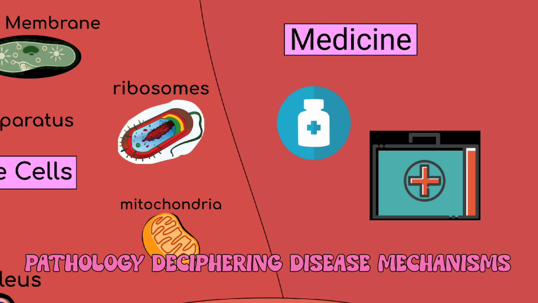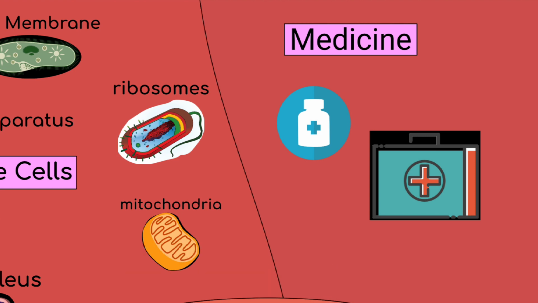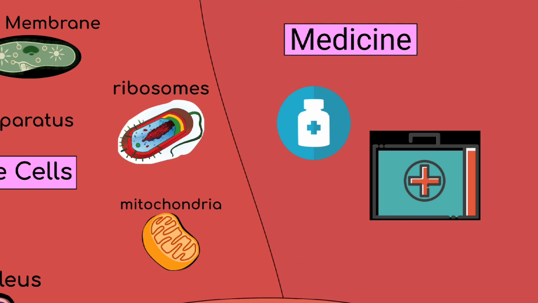Pathology, deciphering disease mechanisms. Pathology explores the nature, causes, and effects of diseases. It integrates with anatomy and physiology by elucidating how abnormalities in structures or functions lead to pathological conditions. This understanding is fundamental for accurate diagnosis, prognosis, and treatment planning. Pathologists work closely with anatomists and physiologists to correlate clinical presentations with underlying structural and functional changes.